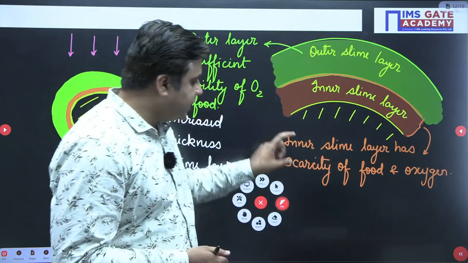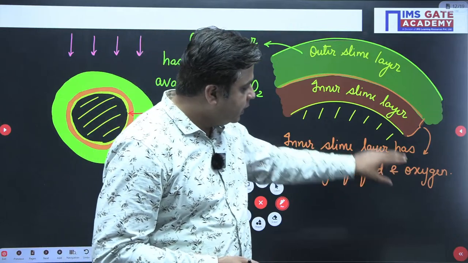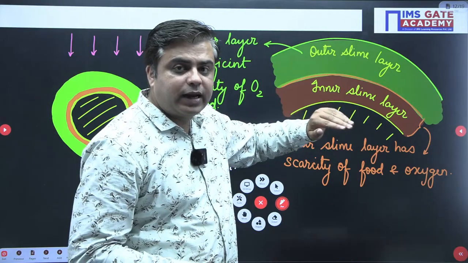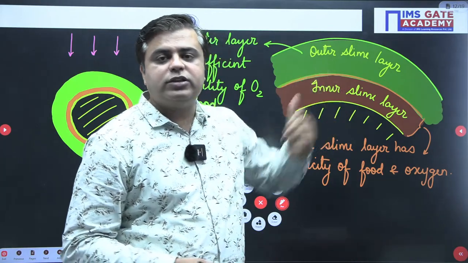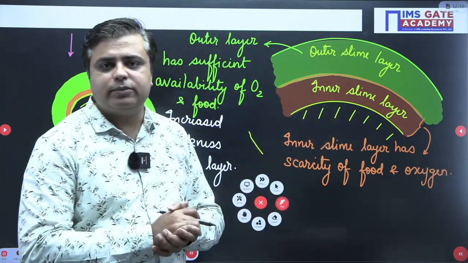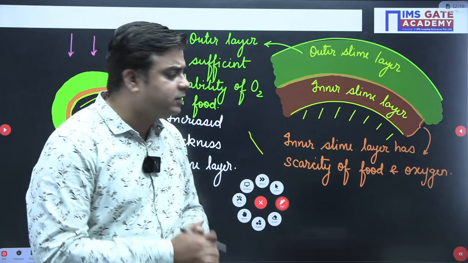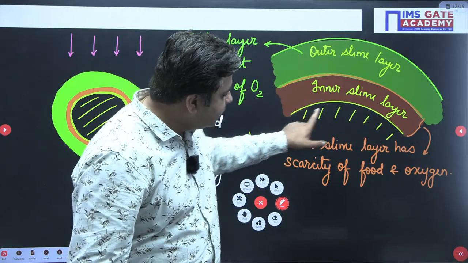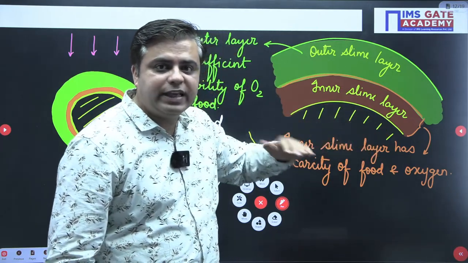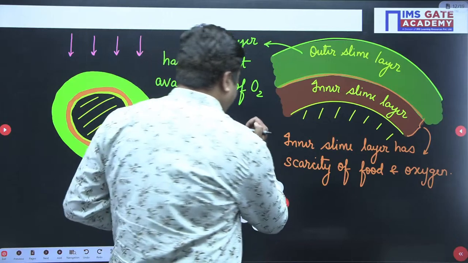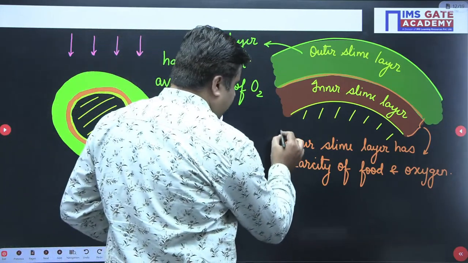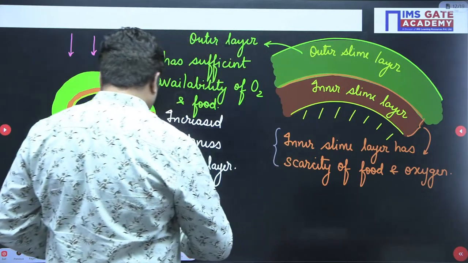So due to the scarcity of food and oxygen in this lower slime layer or inner slime layer, microorganisms start undergoing endogenous respiration and they start killing themselves. Due to this endogenous respiration, the bond between this inner slime layer and this filter medium surface weakens, right? So here, due to scarcity of food and oxygen, microorganisms start undergoing endogenous respiration.